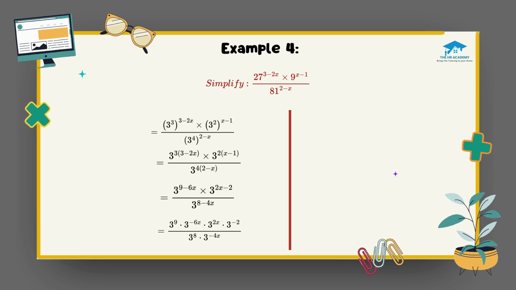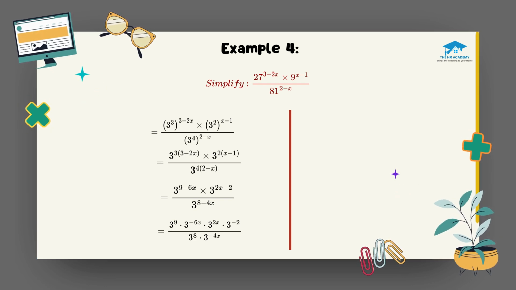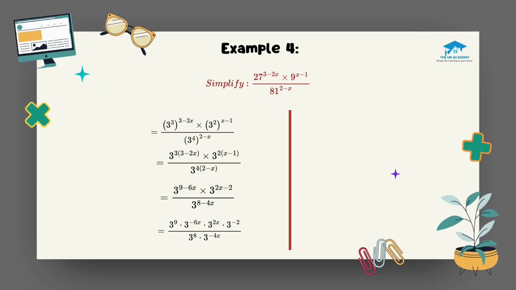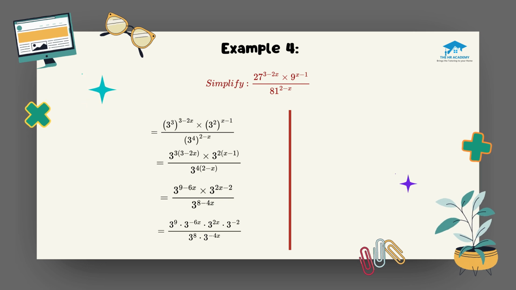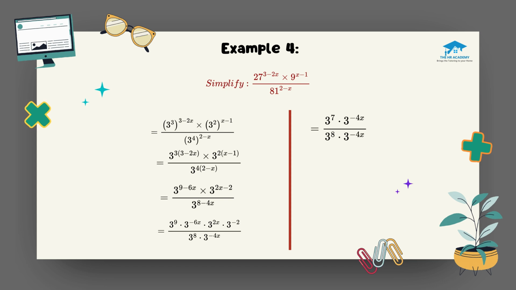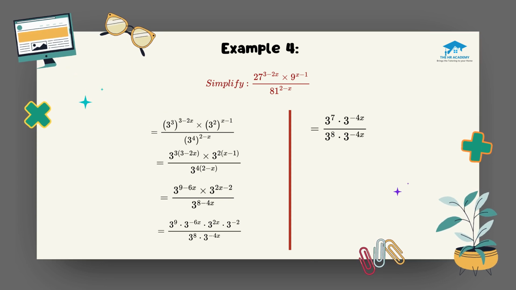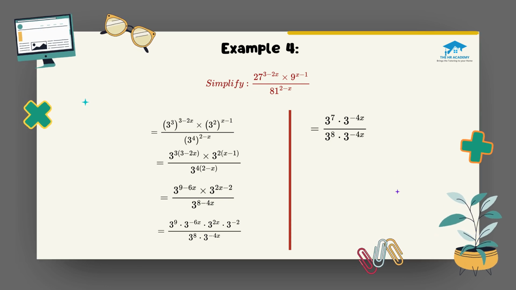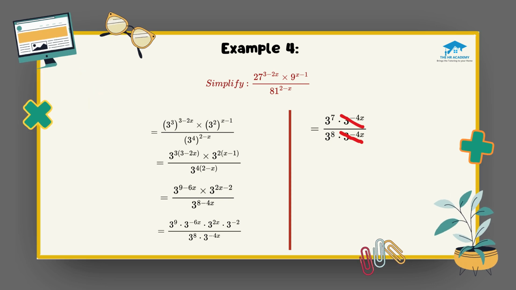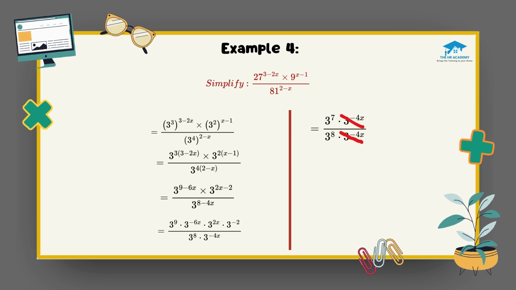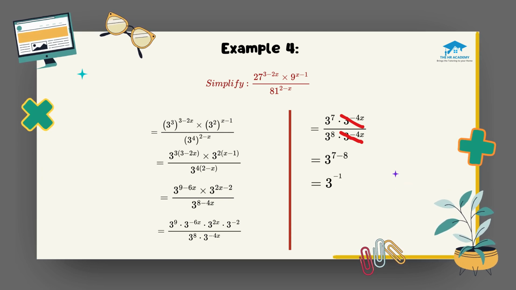Let's put it in a way that will be easy to add and subtract the exponent-like terms. 3 to the power of 9, times 3 to the power of negative 6x, times 3 to the power of 2x, times 3 to the power of negative 2, over 3 to the power of 8, times 3 to the power of negative 4x. I will do the numerator first. 9 minus 2 is 7, and negative 6x plus 2x is negative 4x. The denominator stays the same because there's no exponent-like terms. The 3 to the power of negative 4x cancels each other out. Using the quotient rule, 7 minus 8 is negative 1, which gives us 3 to the power of negative 1.